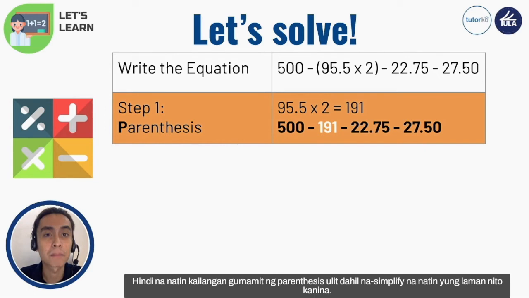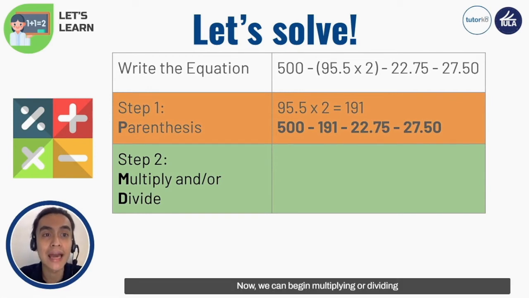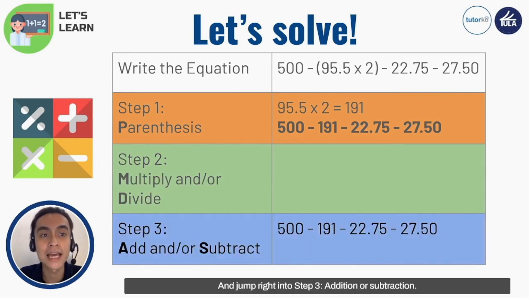Hindi na natin kailangang gumamit ng parentheses ulit dahil na-simplify na natin yung laman nito kanina. Now, we can begin multiplying or dividing. Remember that we do this from left to right. But, as you can see, we don't have multiplication or division in our equation anymore. If this happens, we can simply skip step 2 and jump right into step 3, addition or subtraction. Again, we will do this from left to right. Starting with 500 minus 191, which gives us 309.